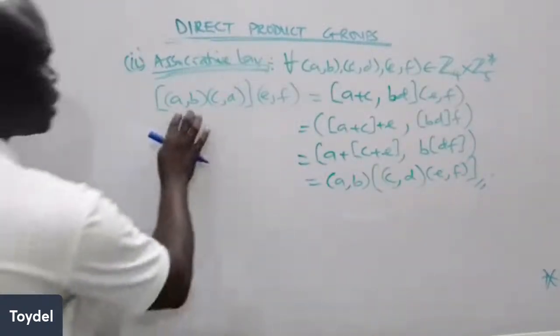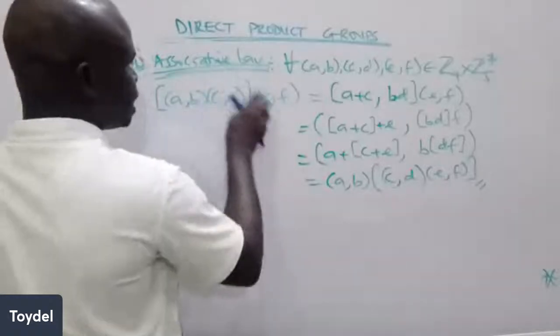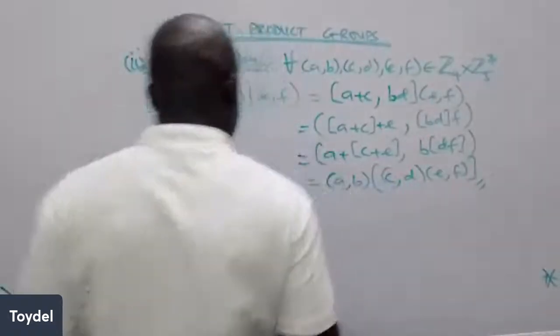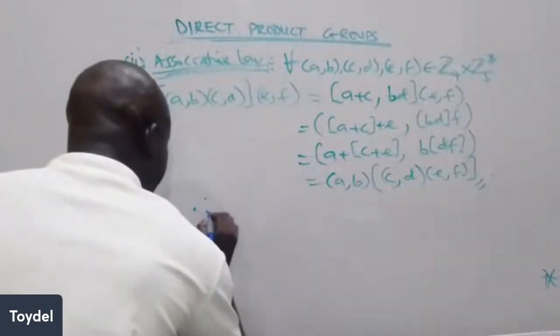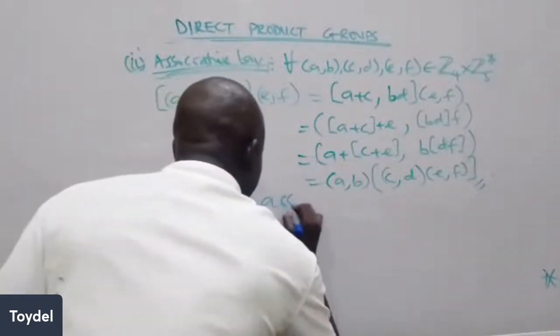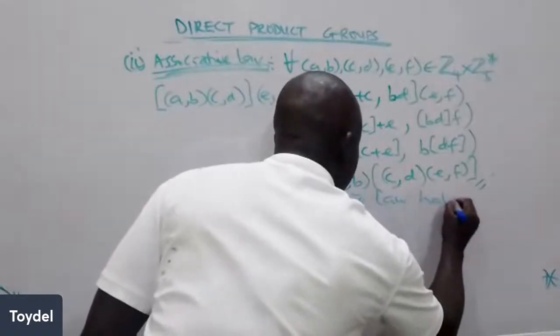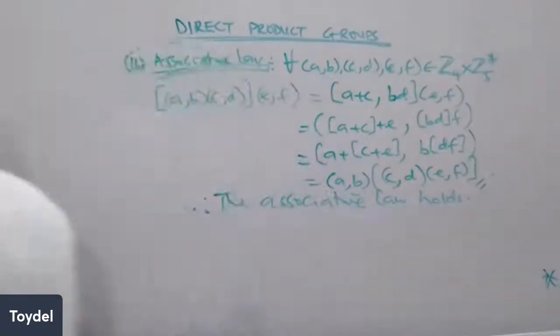So I've been able to show that if I pick the first two and now relate it with the third, it's the same thing as me picking the last two, now relate it with the first. So since I'm able to show this, then I'll say therefore the associative law holds. So I've been able to show two laws or properties out of 5.